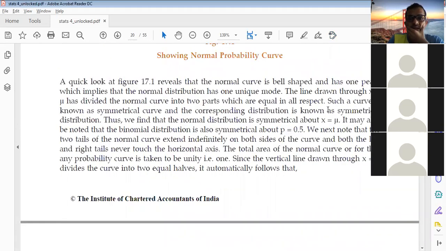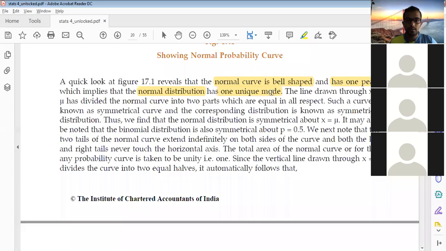Next, what is very important is you should know that it is a symmetrical distribution, and you need to know certain things here. Let me underline that. One is normal distribution has one unique mode. Firstly, normal curve is bell-shaped, I told you. That is why it has only one peak in the middle. Normal distribution has one unique mode.